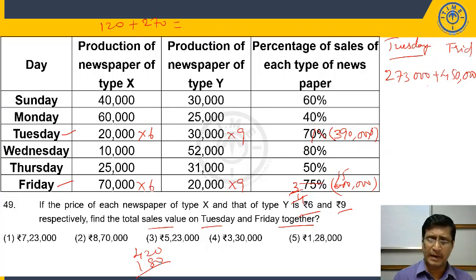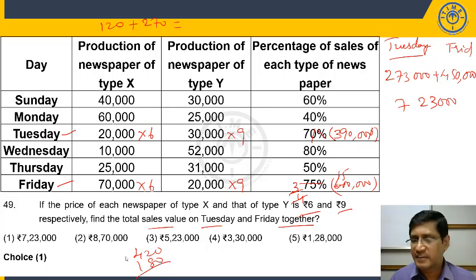So what is the total number? Total number means sum of these two values, which is 723,000. So the right choice is option number 1. First choice is the right answer. So how many were sold here? 75% sold on Friday, whereas on Tuesday 70% were sold.